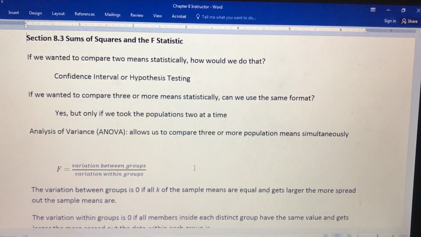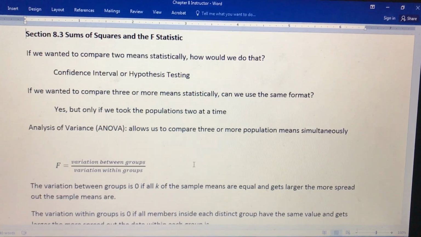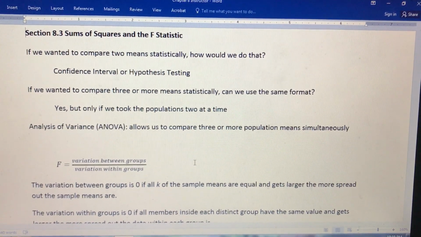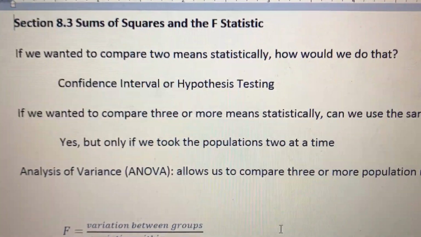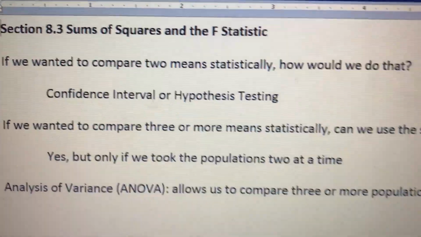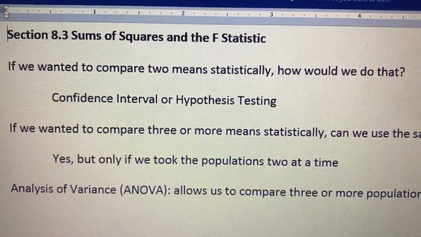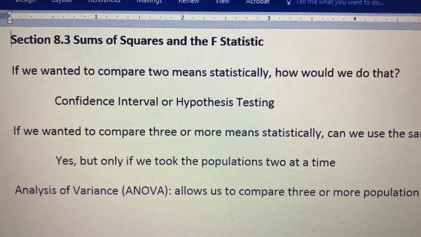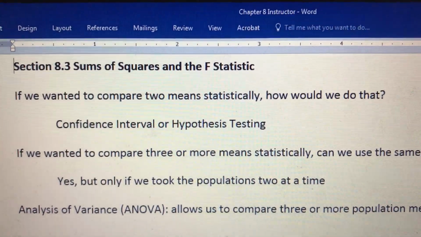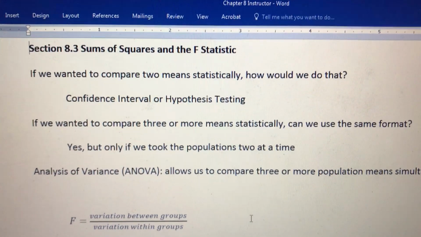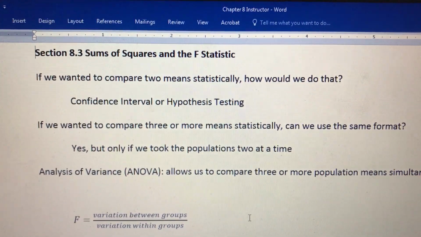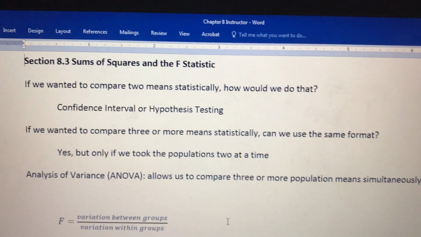If we wanted to compare two means statistically, how could we do that? Well, there's two things that we've done over and over and over in this class. Confidence intervals or hypothesis testing. So what we talked about back in Chapter 6, where we talked about the difference between two population means. We could do a confidence interval on the difference between two population means. We could do a hypothesis test. So we know how to do that.